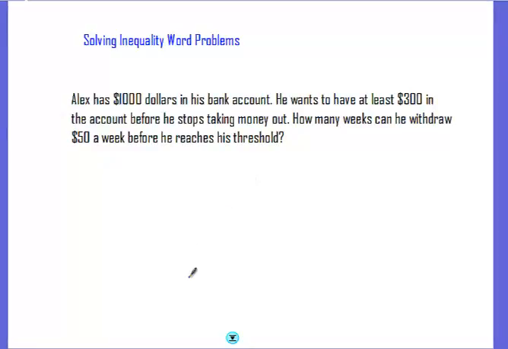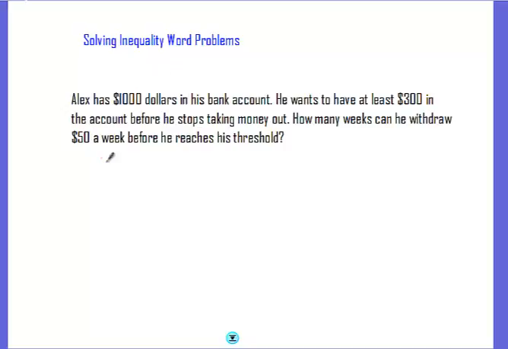Mr. Flores here, and this video is going to be dealing with solving inequality word problems. Now, solving the inequality part is easy. Setting up the word problem, not so easy. But I'm going to try and break it down as easy as I can to make it as fun as possible. And that's an oxymoron for some of you.